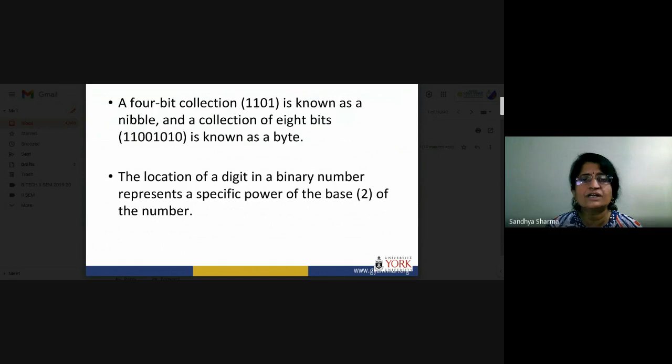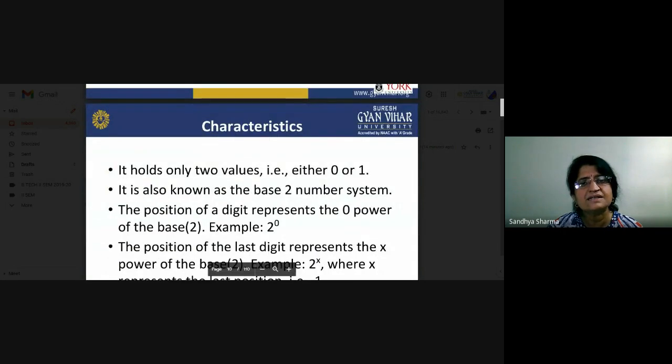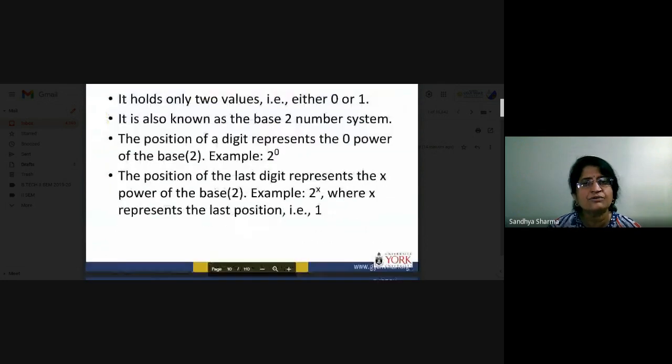What about the location? If we are talking about the location of a digit in the binary number system, that is basically a specific power of base 2. We have to use this specific location. The characteristic digits are 0 and 1, the base is 2, and the digit that represents the 0 power is 2 to the power 0. So the position of that particular bit will indicate it.